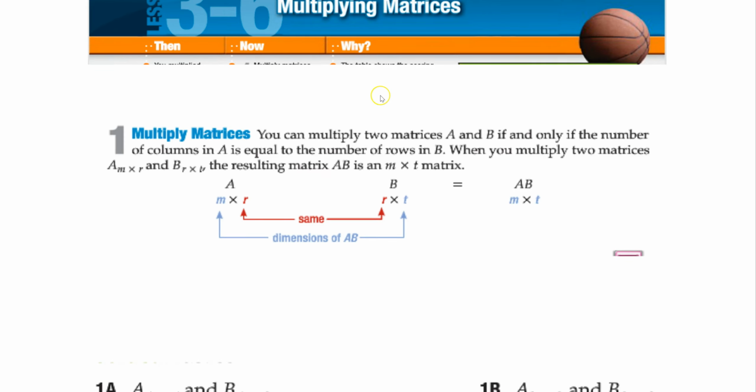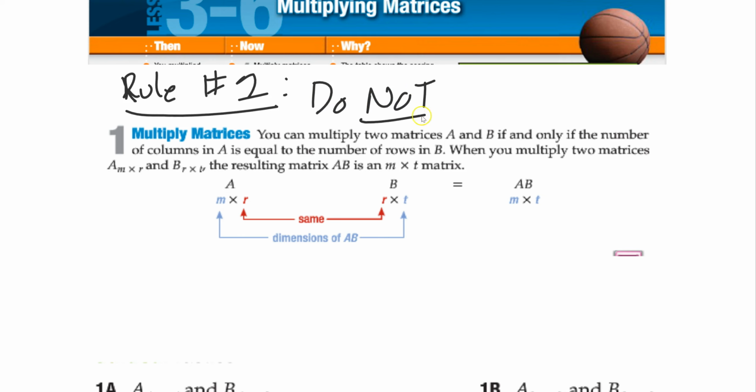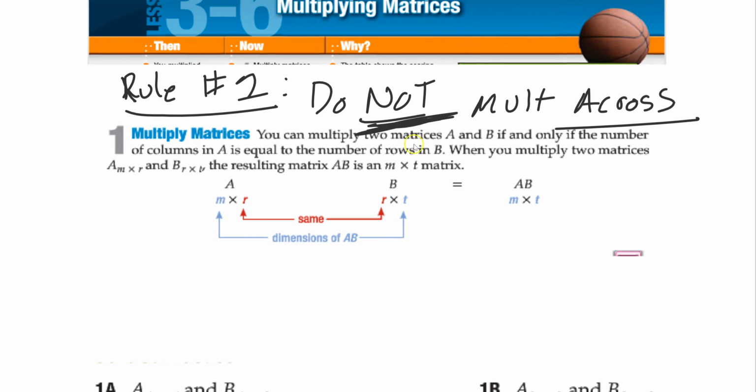So rule 1 to start off. Rule 1: do not multiply corresponding parts. I'll just say multiply across. Do not do that. So again, that is not what you want to do. Multiplying matrices is a lot more complicated. We've got to find things that match and then multiply accordingly.